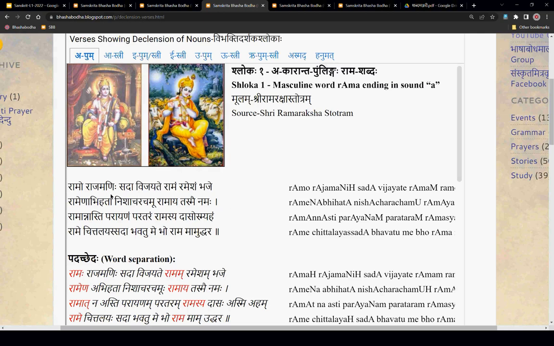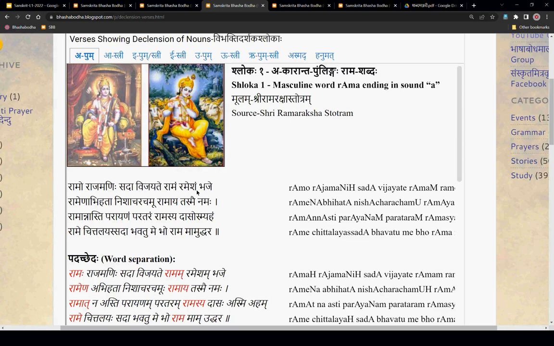You can take a breath in between if possible, but I'm saying, reading at least the uccharanam, no pause. Also note that here, Ramam, Ramesham, what does the dot mean? Anuswara. It is not a makara. If you pause there, because it looks like a separate word, it becomes a makara. It doesn't become anuswara. So it becomes Ramodaya Rajamani Sada Vijayate Ramam Ramesham Bhaje.